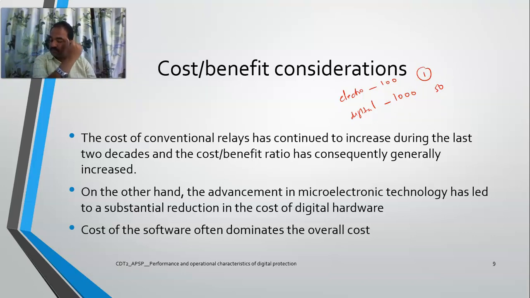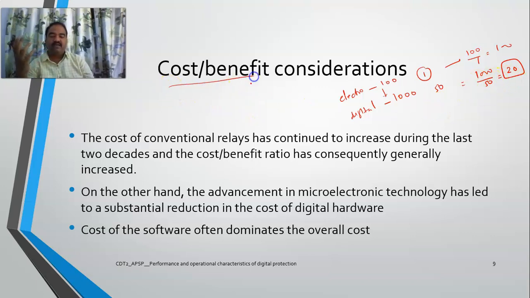So if you carefully see, the cost is 10 times. But if you see cost per benefit, it is 100 by 1, it is 100. Whereas this one, it is 1000 by 50. Cost per benefit, it is 20. Even though the individual cost is high, the cost per benefit is very low with the advancement in the digital relays. And in particular, since the softwares are costly, your cost is a little bit higher.